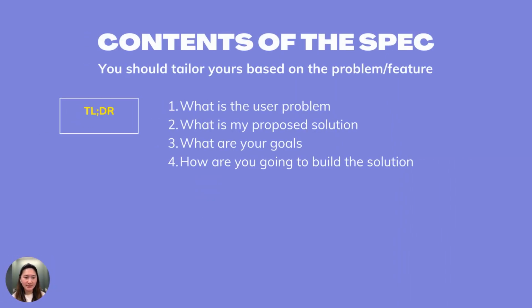In the TLDR section, this is important for a spec because specs are typically viewed by many people with very little context on your team's work area. So it's important to bubble up the most critical information to them from the get-go. So very briefly, in 2 or 3 sentences, outline what is the user problem you're trying to solve, what is your proposed solution, what are the goals, and how are you going to build that solution? Very quickly.